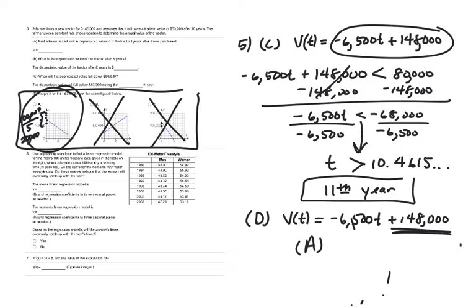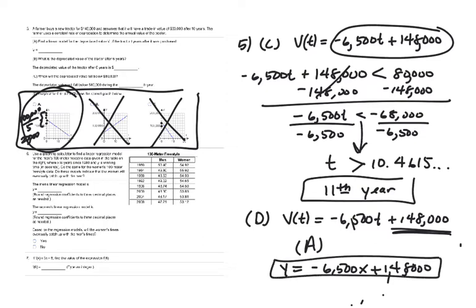You can go into your calculator and go to y equals and type in the function -6,500x + 148,000. You'll have to change your window settings. Let me put the calculator to have an x minimum of 0 and an x maximum of 20. We'll do a y minimum of 0 and a y maximum of, in this case, the graph showed 200,000. Okay, so let's look at that on another slide.